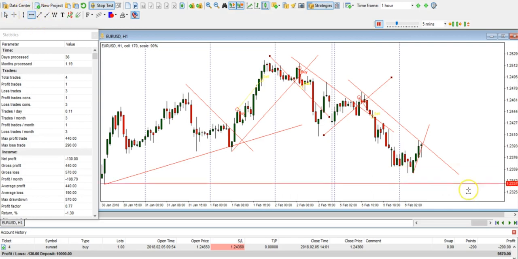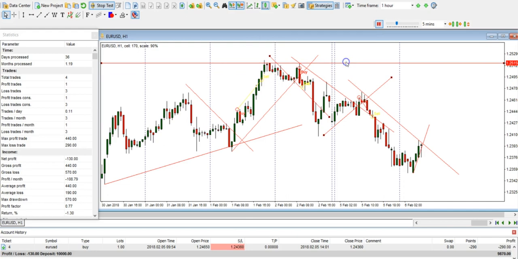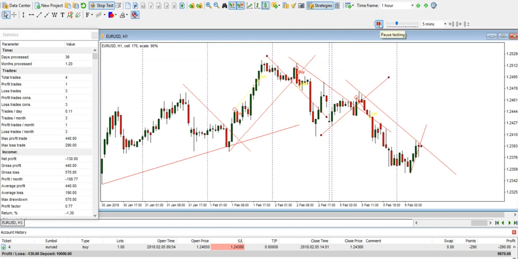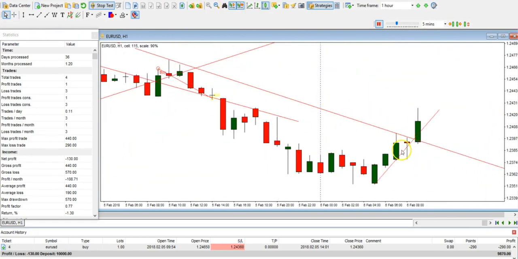Okay, so we have a sell line here. Let's enter this manually. Okay, so the buy line is penetrated. I'm just going to zoom in here, just have a look. Okay, and you can see it didn't hit the line, so it's not a trade.